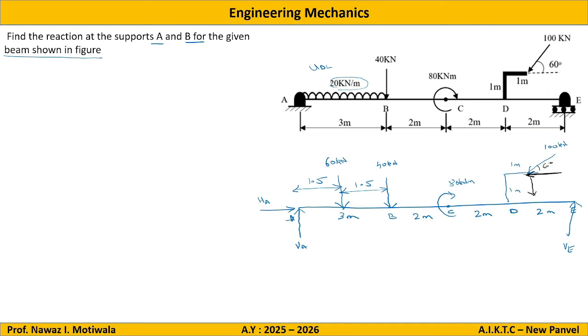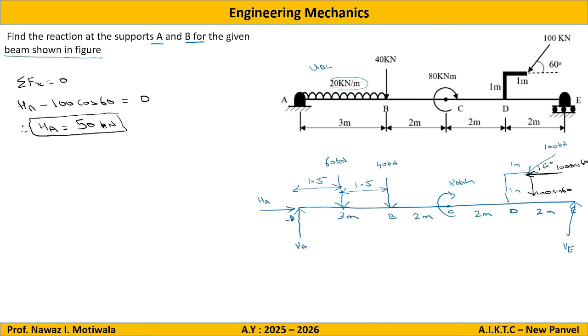Component will go down. So this will be 100 cos 60. This will be 100 sin 60. Now starting with the equations, summation of Fx should be 0, adding all the forces in x direction. So HA is going right side positive and 100 cos 60 is coming left side. So HA minus 100 cos 60 should be equal to 0. So from here I will get HA is equal to 50 kilonewton. This is one of the answers. HA is equal to 50 kilonewton.